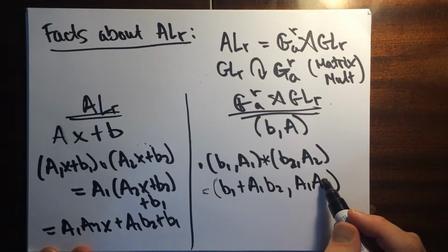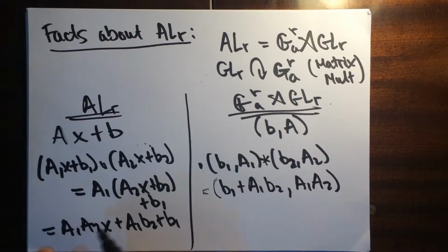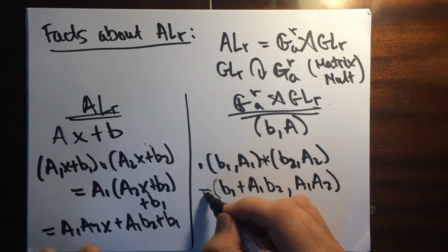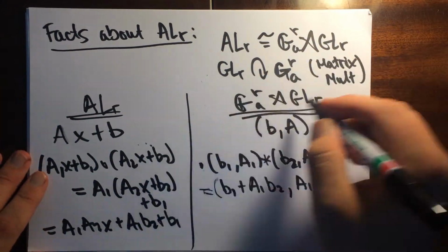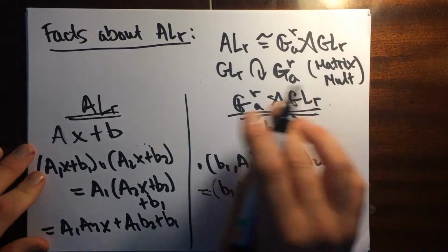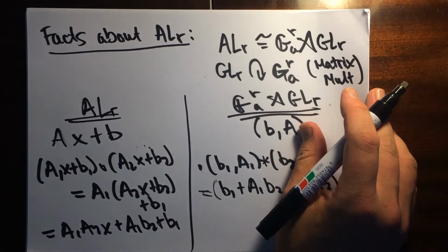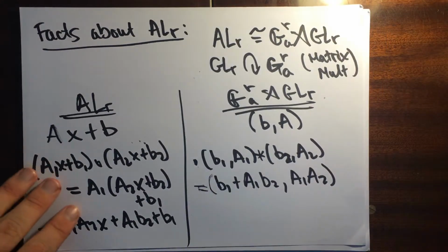Okay, so these matrices just multiply like here. And here we just get B1 plus A1 B2. So these two groups are isomorphic. Okay, so these are the two things that we have. What I'm about to say holds pretty generally for semi-direct products. This rule. Okay, so let's go back to here.